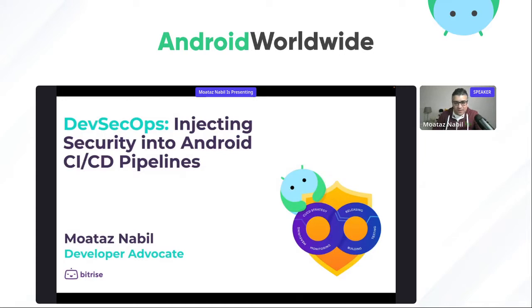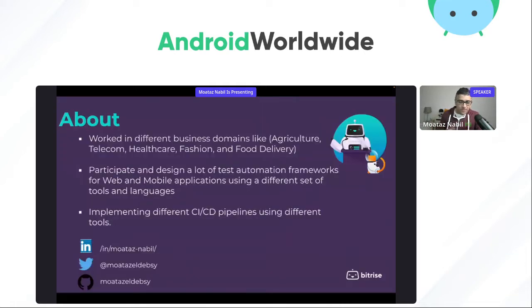I'm working as a developer advocate at Bitrise, and today I will be talking about how we can inject security into Android CI/CD pipelines, which is called DevSecOps. How we can apply security in our DevOps lifecycle to be able to always test our applications from the security perspective early and often.